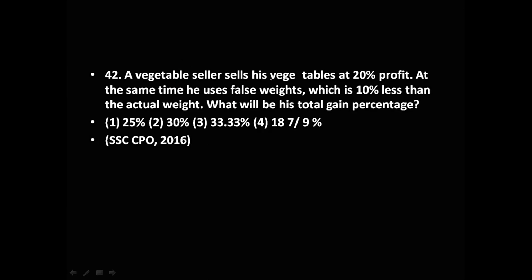A vegetable seller sells his vegetables at 20% profit. At the same time, he uses false weight, which is 10% less than the actual weight. What is the total gain percentage? Okay. How can we solve it? Assume CP equals 100 per kg. Okay. And the total is 1000 gram or 1 kg.